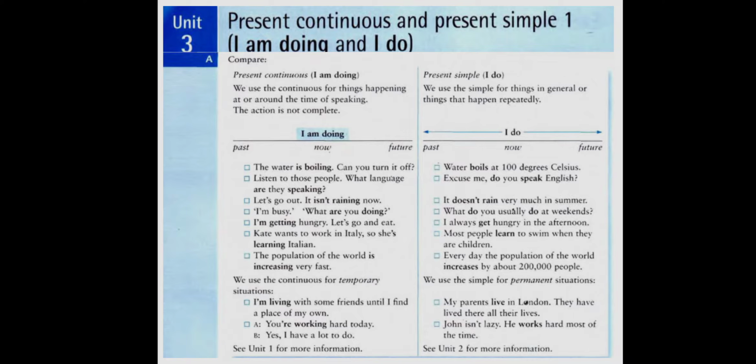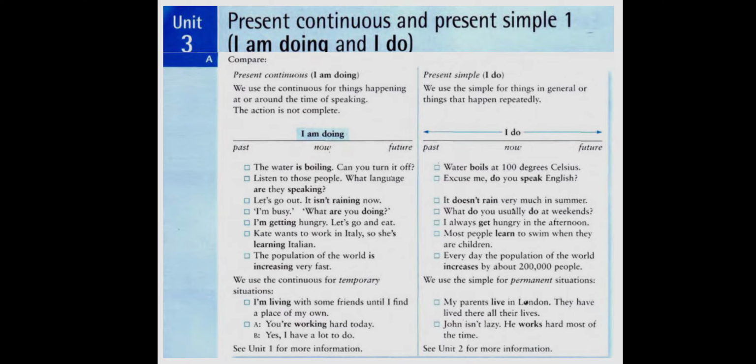A comparison between present continuous and present simple. Present continuous is a tense that we use while doing the action, while we are in the middle of doing the action. We use the continuous for things happening at or around the time of speaking. For example, I am teaching English grammar now. We express the action while we are in the middle of doing the action.